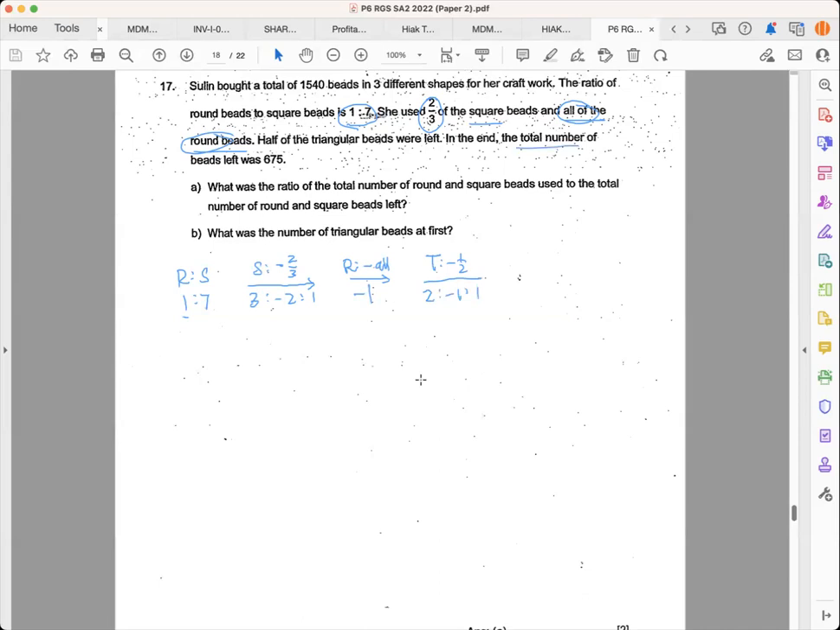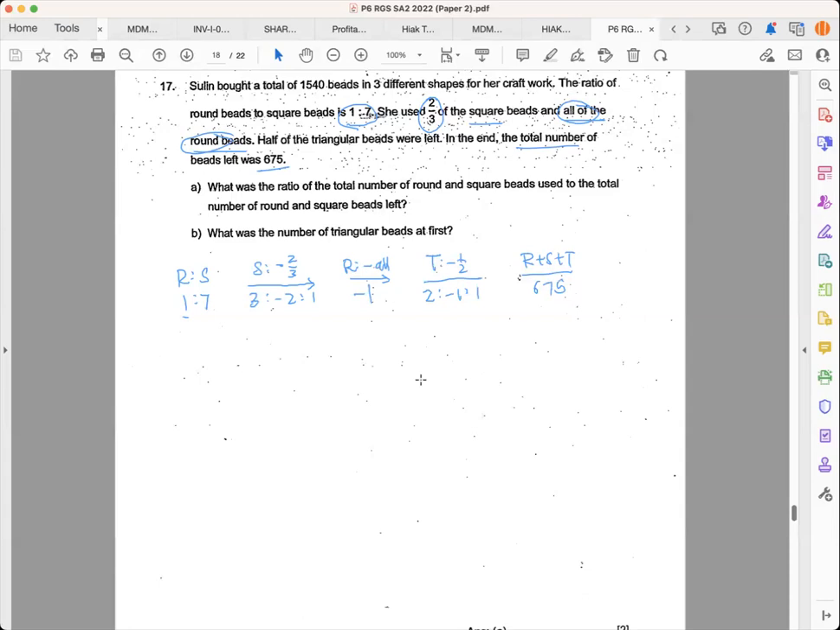Finally, they say the total number of bits left was 675. So the remaining rectangle, square, and triangle add up to 675.